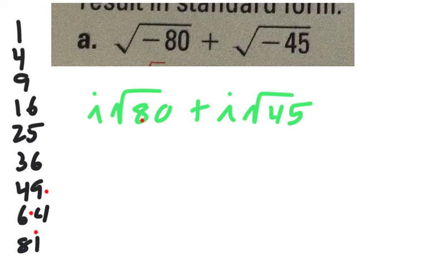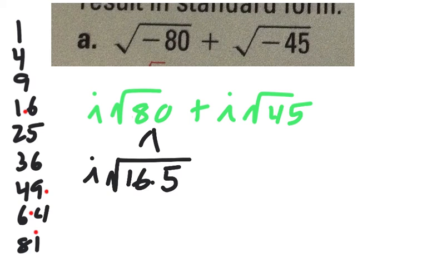25 times something is 80? 25, 50, 75, 100. No. 16 times something is 80? 16, 32, 48, 64, 80. So yes, that will work. If you don't know how to do this, just do 80 divided by 16 and see what works out. So 80 can be rewritten as 16 times 5.